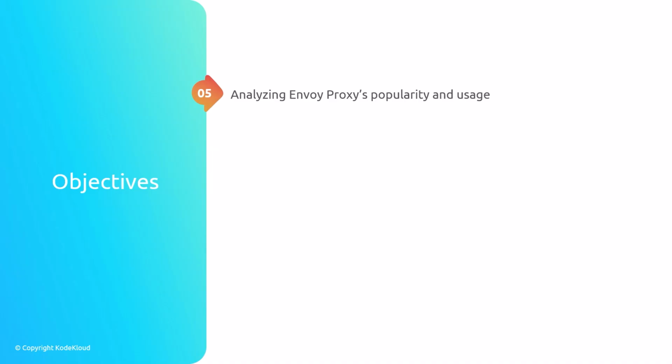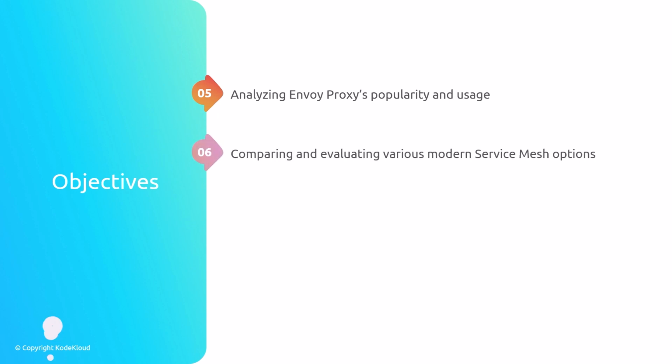Now, we have a lot of proxy options, but Istio does use Envoy proxy, so we're going to go over it. And just as there are many options for proxies, there are just as many options for service meshes, so we're going to cover and evaluate a few of those. But of course, this course focuses on Istio, so we're going to go over what Istio is and what it can do for us. So without further ado, let's get started.